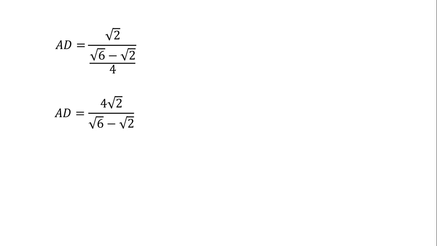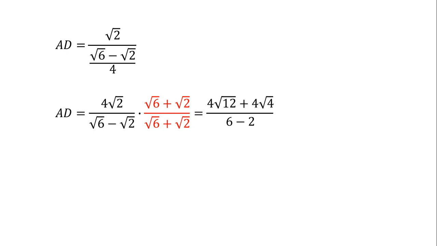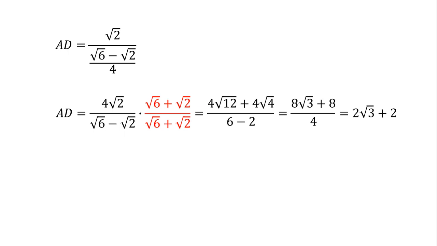So AD is equal to 4 square root of 2 divided by square root of 6 minus square root of 2. Let us rationalize the denominator by multiplying the fraction by square root of 6 plus square root of 2 divided by square root of 6 plus square root of 2. Multiplying the numerators and multiplying the denominators, we get 4 square root of 12 plus 4 square root of 4 divided by 6 minus 2. This is equal to 8 square root of 3 plus 8 all divided by 4. Dividing by 4, we get the final answer AD equals 2 square root of 3 plus 2.